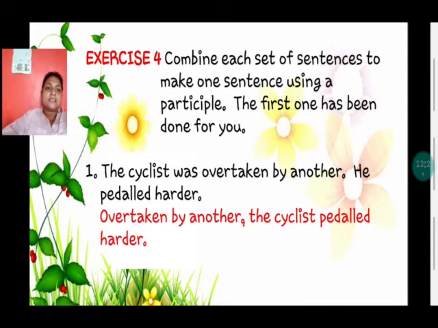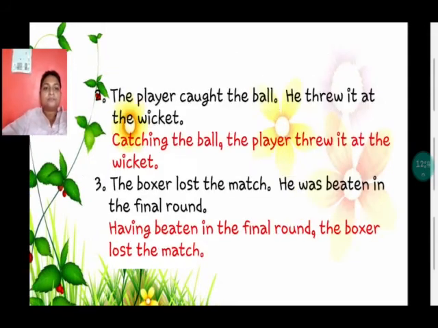Combine each set of sentences to make one sentence using a participle. The first one has been done for you. The cyclist was overtaken by another. He pedaled harder. So we have to take the participle in the beginning. Overtaken by another, the cyclist pedaled harder. The player caught the ball. He threw it at the wicket. Catching. Participle again in the beginning. Catching the ball, the player threw it at the wicket.